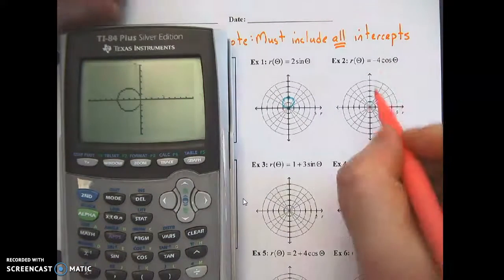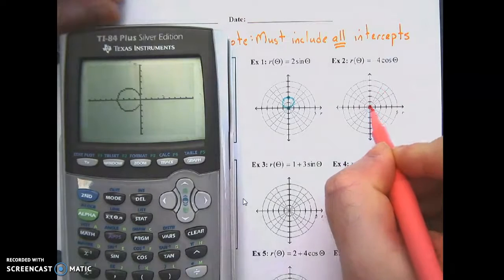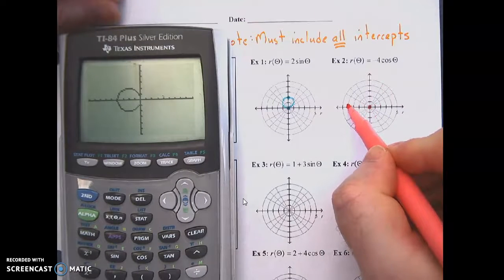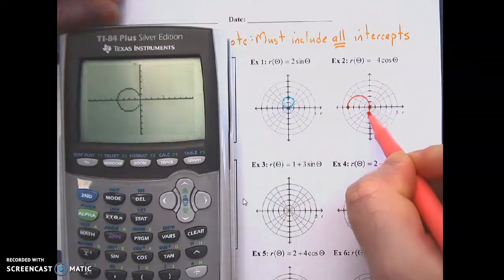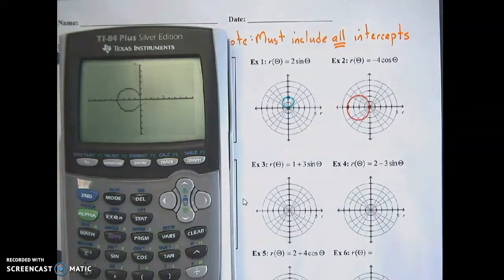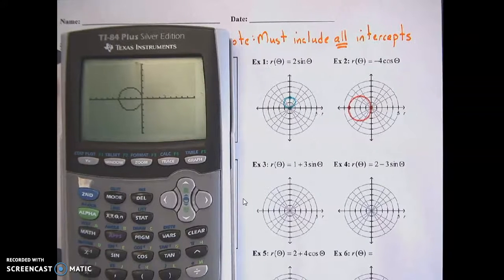So now I want to make a sketch of that. I have one intercept at the origin, 1, 2, 3, 4 at the negative x side, and I'm going to try to draw a circle. What do you think? So far, so good? Okay, well, I'm going to pause us here and move on to the next ones. I don't have enough time left.